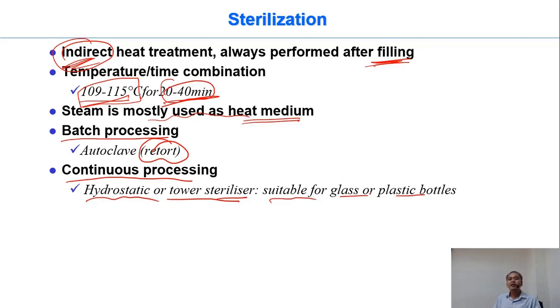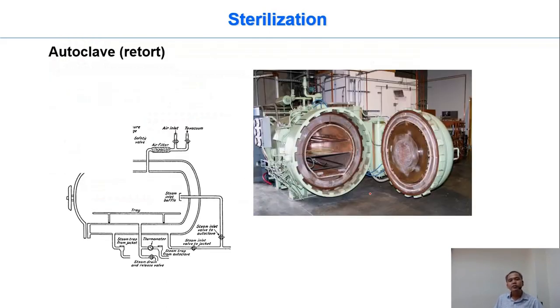Sterilization can be carried out continuously. And this is amazing, right? Now, when you do batch, then you use a retort. Why is a retort or sterilizer so strong, so robust like this? Why?